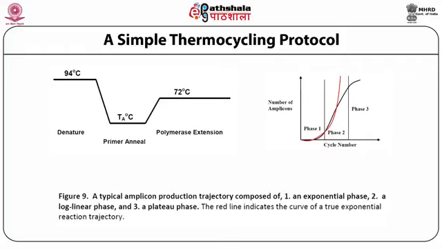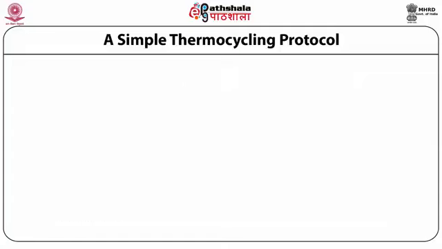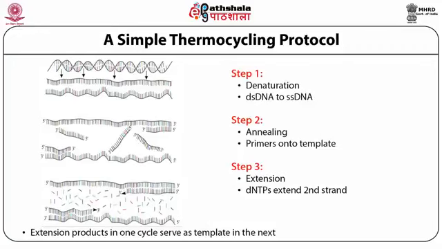Now come to the PCR curve. As I have shown you here, this is a typical amplicon production with an exponential phase, a log linear phase, and then a plateau phase you can achieve at the end of the cycle, where there will be no more amplicon synthesis. So I have already explained here. You can also see denaturation, that is step 1, annealing, that is step 2, and extension, that is step 3.